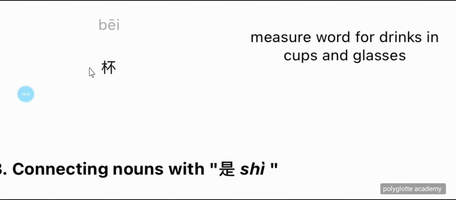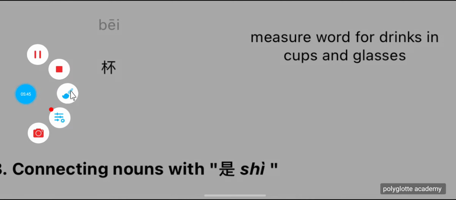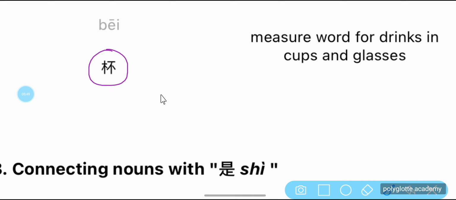Let's go ahead. We have bei, which is a measure word. This character bei is a measure word for drinks in cups and glasses. We can demonstrate that by writing. You write from left to right, top to bottom. So this is a demonstration on how to write the measure word bei, and it's a measure word for things you drink in a cup or glass. Let's move on.